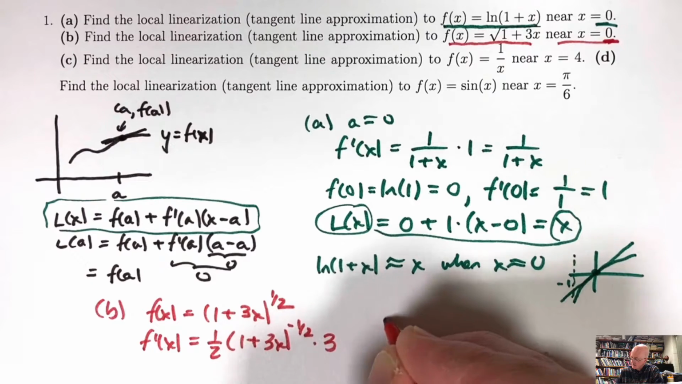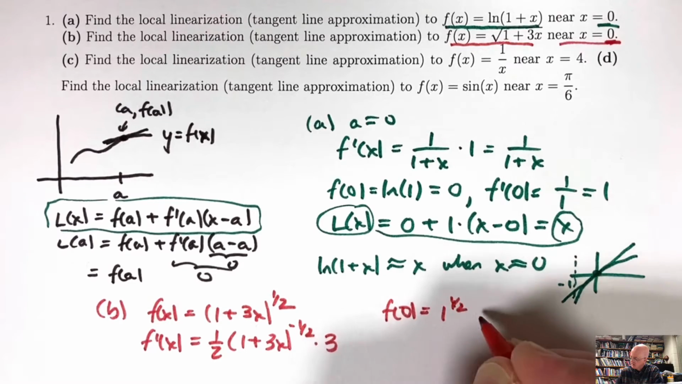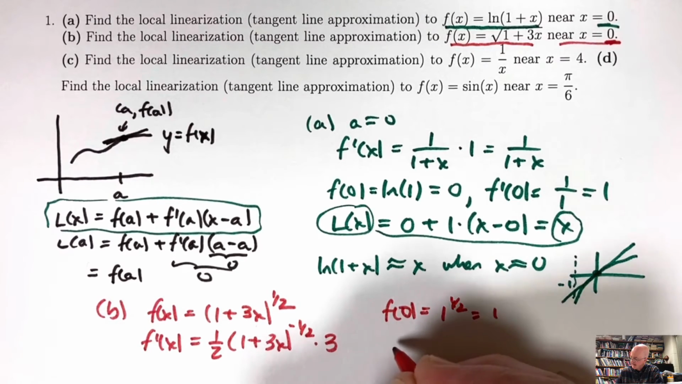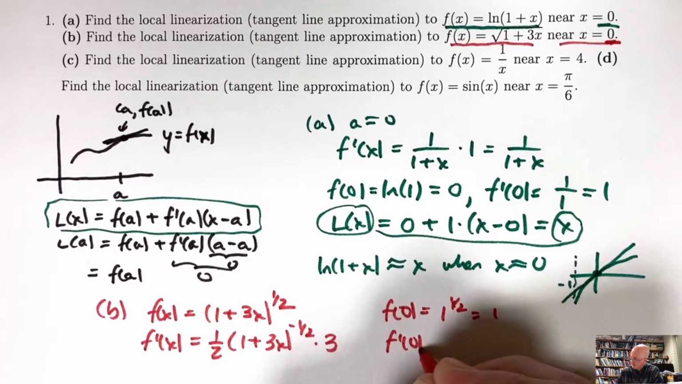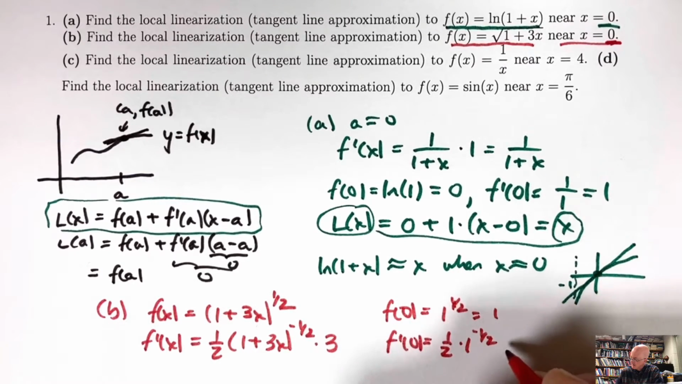From these things, we can compute that f of 0 is 1 plus 0 to the 1/2 power, 1 to the 1/2 power, square root of 1, which is 1, and f prime of 0 is 1/2 times 1 to the negative 1/2 power times 3. That's the same as 1 over 1 to the positive 1/2 power. It's still 1. 1/2 times 3 is 3/2.